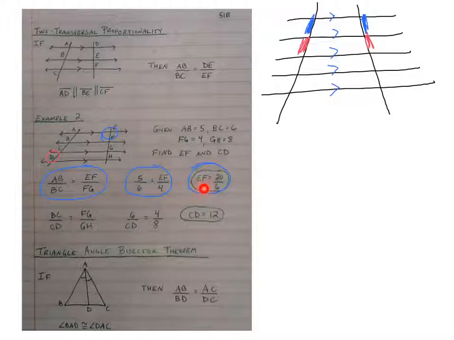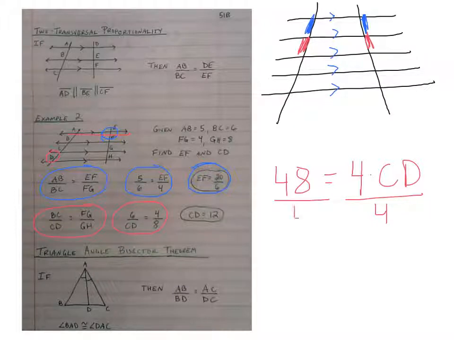Next we want to find CD, and we can ignore the top half of the diagram. Okay, we can ignore the top half of the diagram and focus only on BC to CD is equal to FG to GH. And doing so, we can substitute the values in. Cross multiply 6 times 8 is 48, and we get 48 is equal to 4 times CD, and then we divide both sides by 4, and we get 12 is equal to CD.